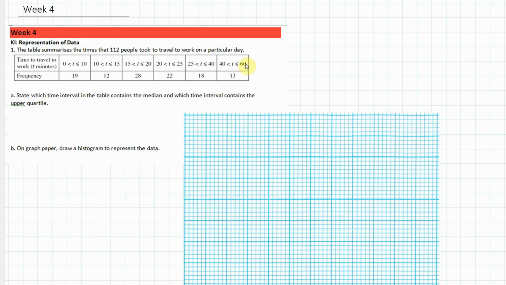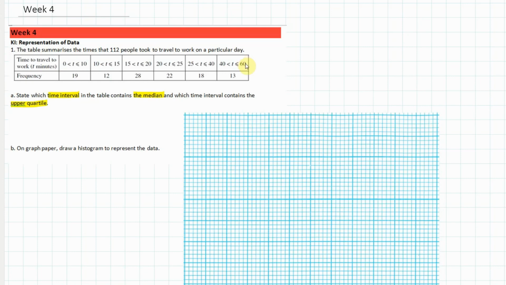So the first question, again, is a past examination question. We've got a table with some data of 112 people and the time it takes them to travel to work in a grouped frequency table. The first thing we've got to do is state the time interval in the table which contains the median and which time interval contains the upper quartile.